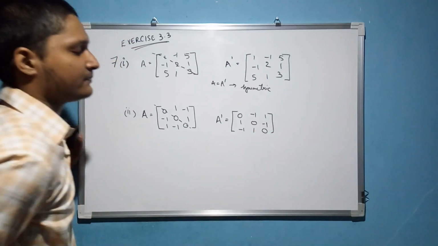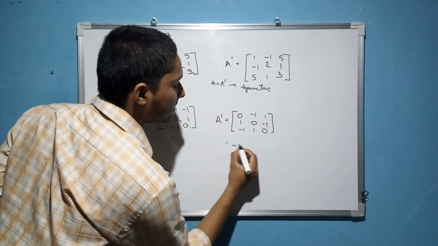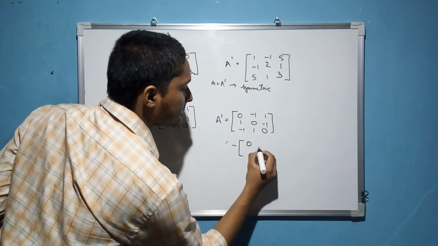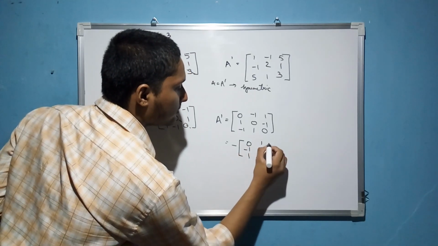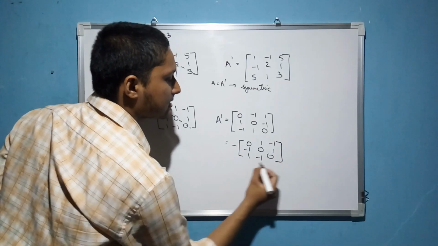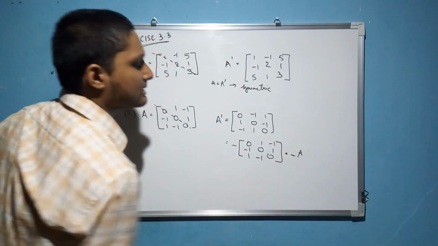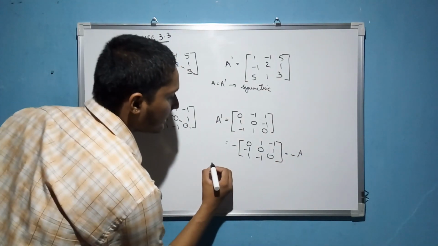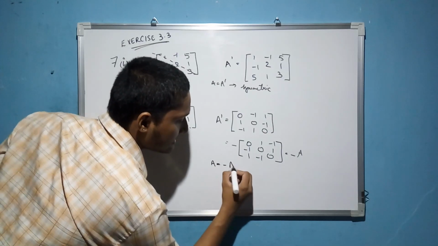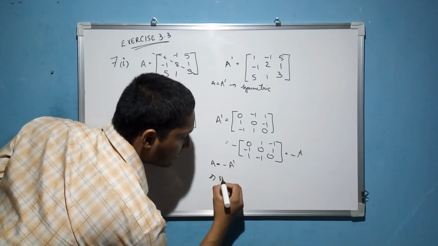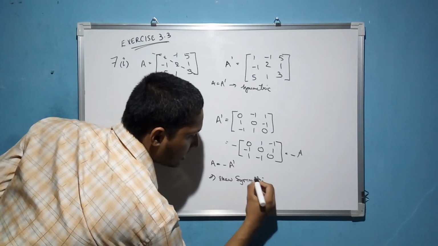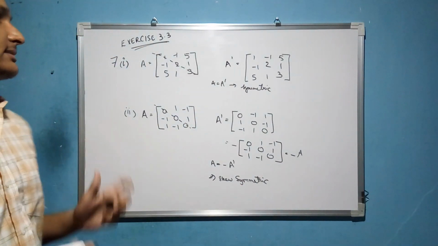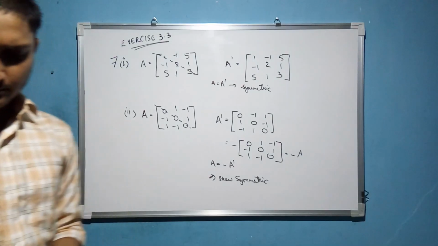1 minus 1. Okay. I can write it in the form of minus of 0, 0, 0, minus 1, 1 minus 1, 1 minus 1, 1. This is same as minus A. So therefore I can tell that A is equal to minus A transpose, therefore skew symmetric matrix. It is going to be a skew symmetric matrix. That's what you can find out here.